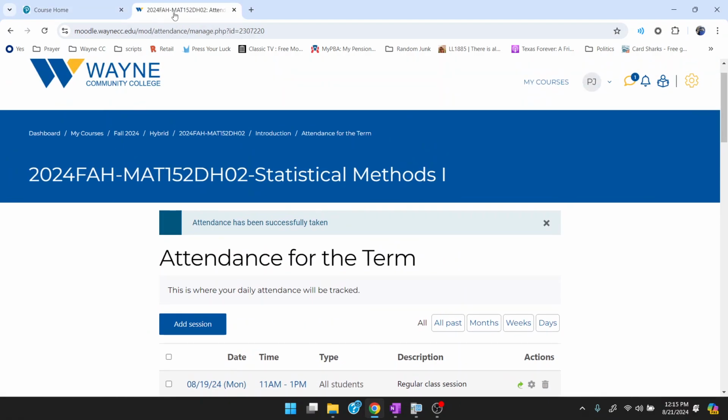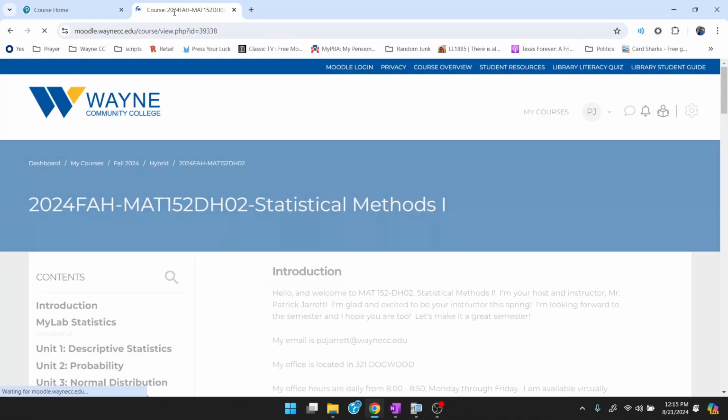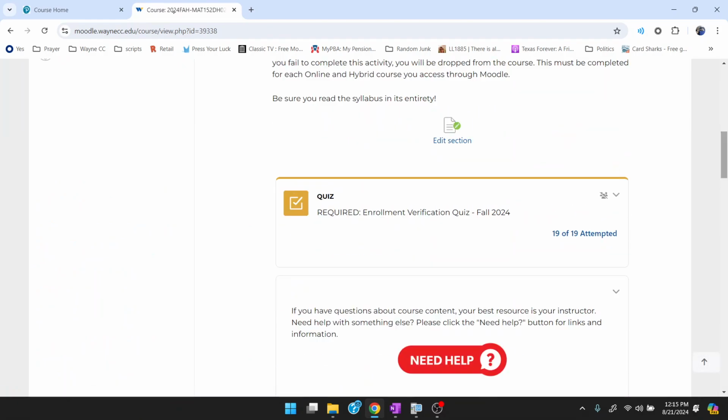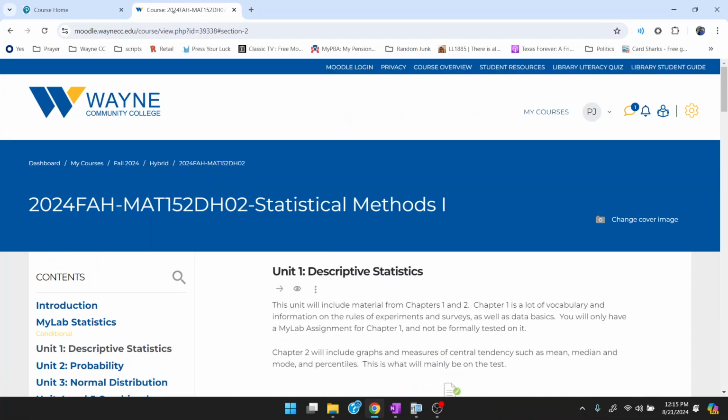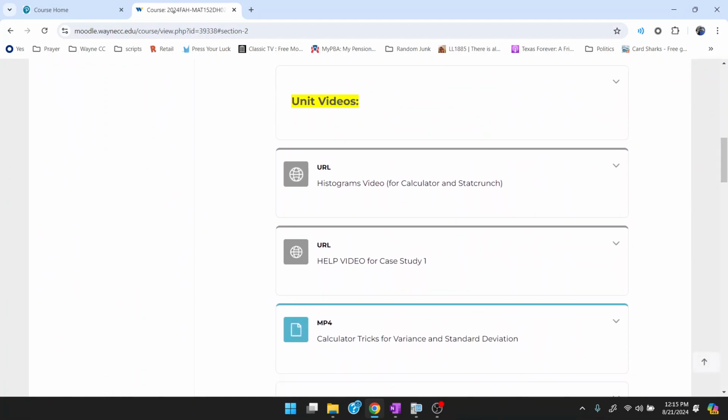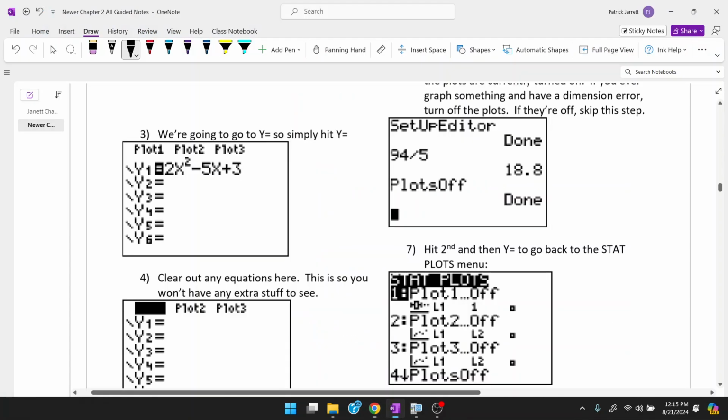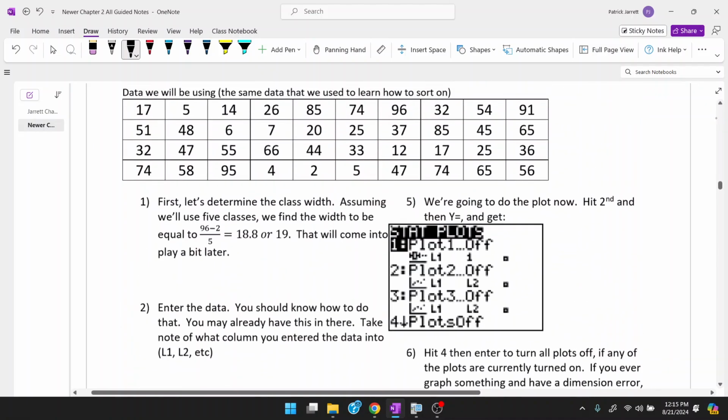Let me point out something else to you here. So we go to the course Moodle page, and under unit number 1, which is what we're on, Descriptive Statistics, histograms video, there's a separate video that I made that you can reference on how to do histograms, but I'm going to walk you through anyway. So anyway, back to the business here. We want to make sure all this is cleared out. Number 1, determine the class width. Now, what was our class width that we had before that I had given you for this particular question?